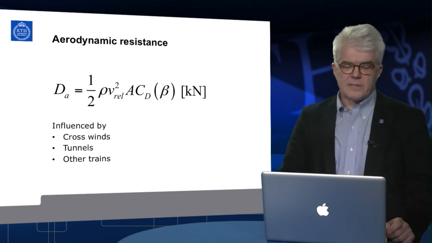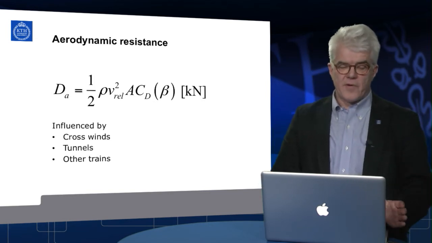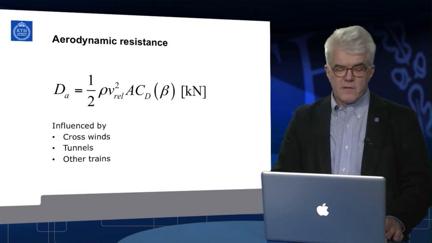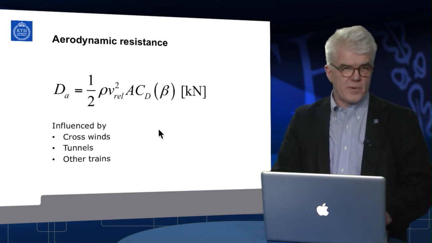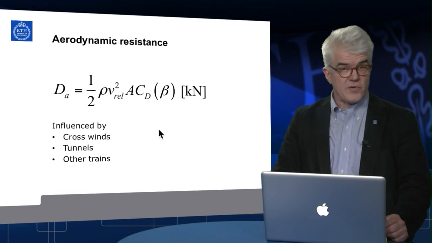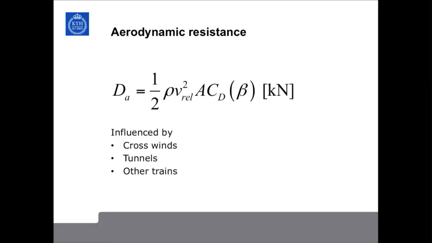The second part is the aerodynamic part, aerodynamic resistance. This is, of course, an important part, especially if you try to build high-speed trains and operate trains at higher speeds. It consists of the density of air, the cross-section of the train, and a constant depending on the design of the train. And then you have the speed squared, or the relative speed squared.